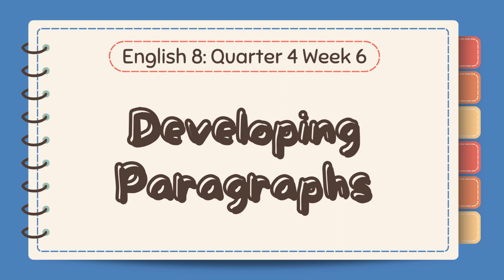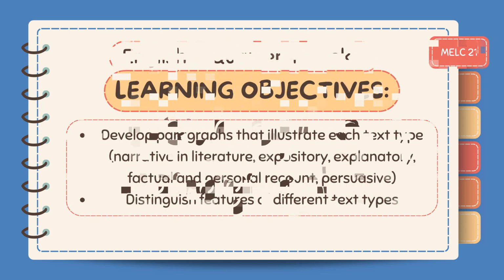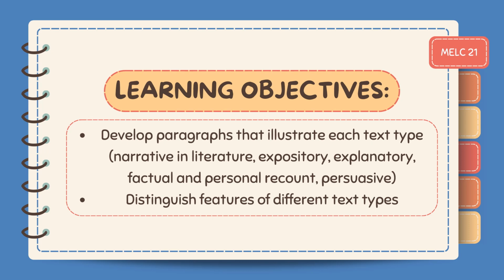We are now on our sixth week, and let us talk about developing paragraphs. Here are our learning objectives. At the end of the lesson, you will be able to develop paragraphs that illustrate each text type: narrative, expository, explanatory, factual recount, personal recount, and persuasive. Also, you will be able to distinguish features of different text types.